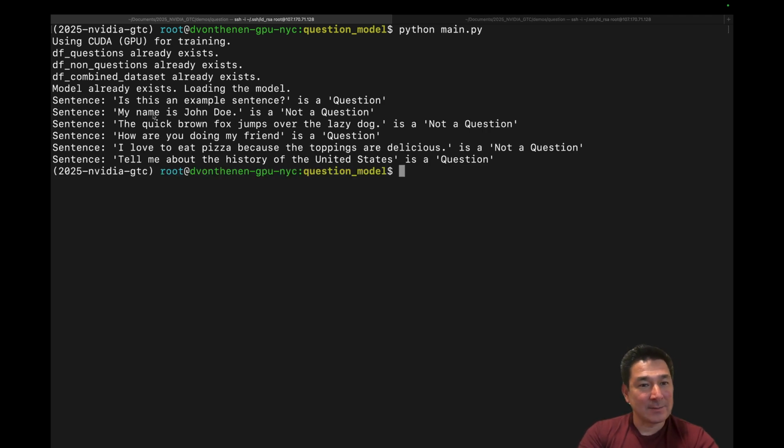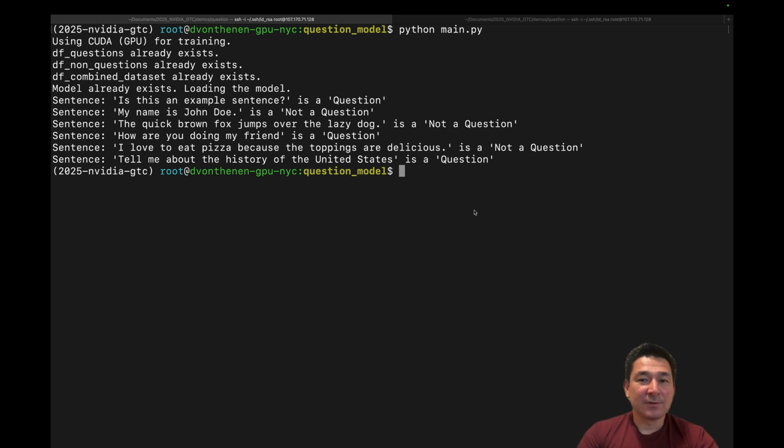The first one is, "Is this an example sentence?" Question. "My name is John Doe," not a question. And of the sentences, the most difficult is the last one: "Tell me about the history of the United States." This doesn't end in a question mark, doesn't end in a period, doesn't even begin with who, what, when, where, why, or how. So this is the most difficult sentence to classify. This is correct. "Tell me about the history of the United States" is a question. You're eliciting a response from the person that you're talking to.